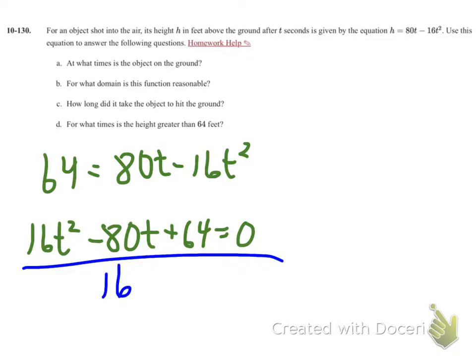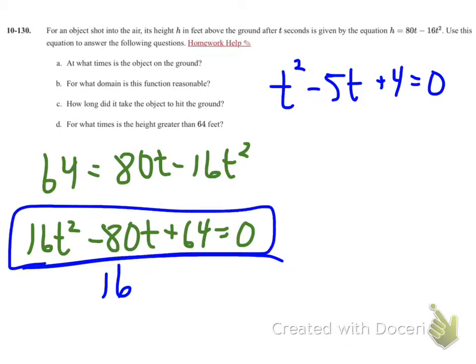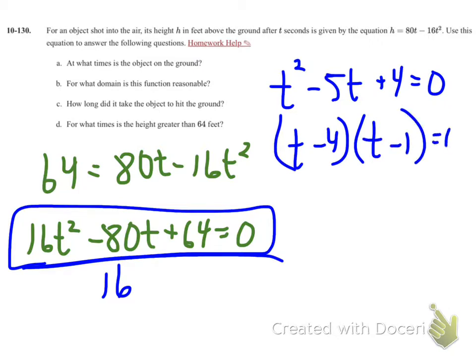So when I do that, I will get t squared minus 5t plus 4 equals 0. So 16 is just the stretch factor for this one, but the stretch factor is not going to necessarily make a difference when we go through and set it equal to 0 and solve. So now I have this, and this will factor into t minus 4 and t minus 1 equals 0. So t will equal positive 4 and positive 1.